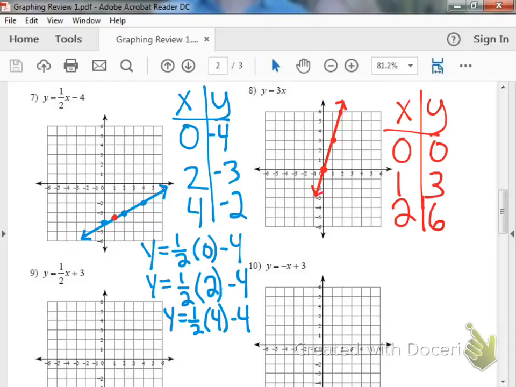Put arrows on the end. And we're good. What are your questions?